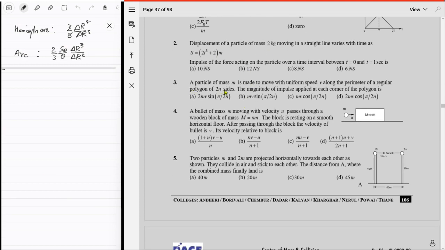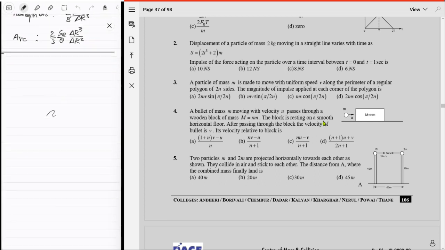Next question. A particle of mass m is made to move with uniform speed v along the perimeter of a regular polygon of 2n sides. The magnitude of impulse applied at each corner of the polygon is. Oh, okay, it changes its direction, right? So you want the magnitude of impulse. Got it. Just think about it.